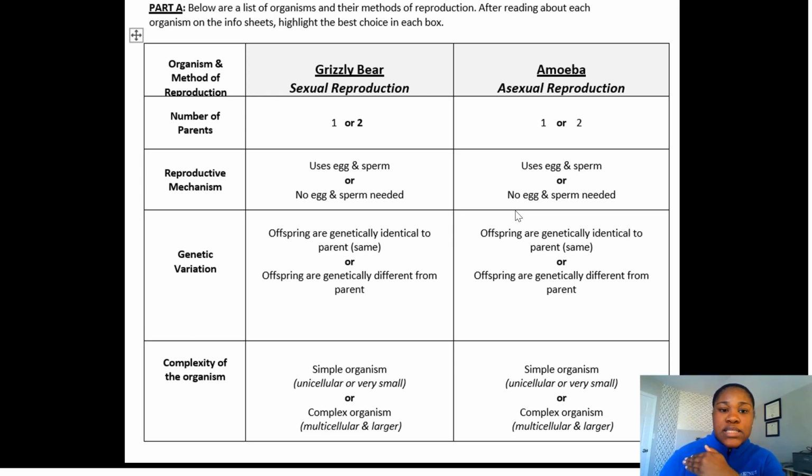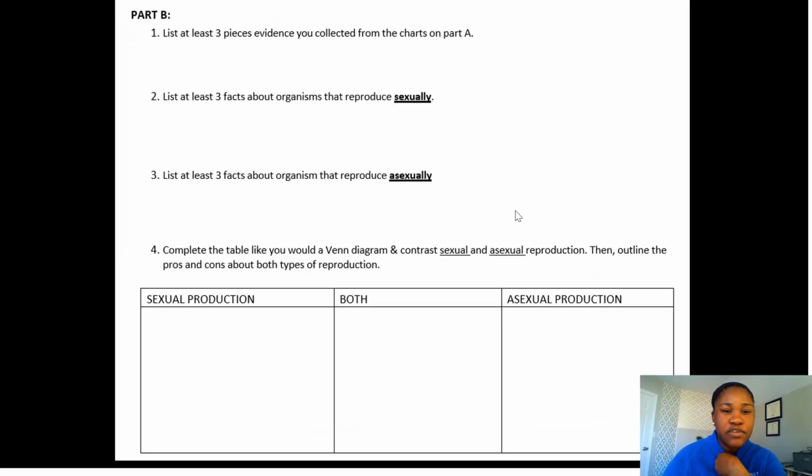The last row asks about the complexity of organisms. So you can read about this in your lab manual and figure out if these organisms are simple or complex. The second part is just using what you learned in the different charts, and there are several charts, I just showed you one, to come up with conclusions.